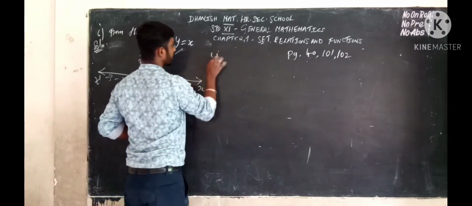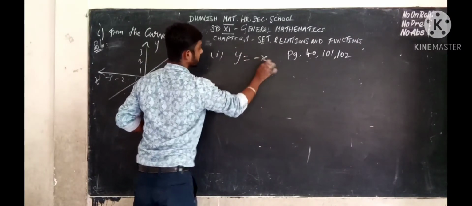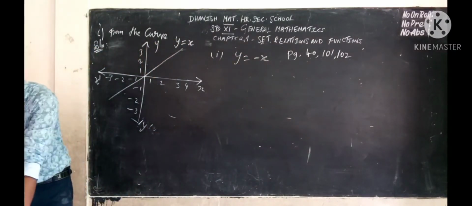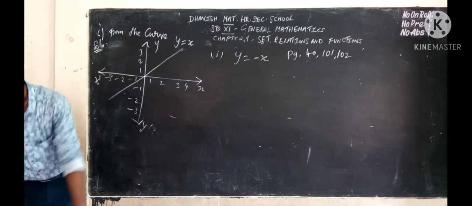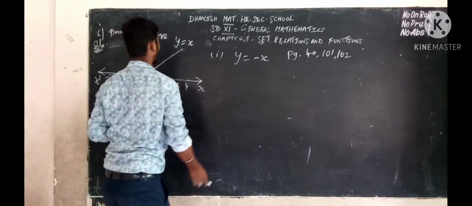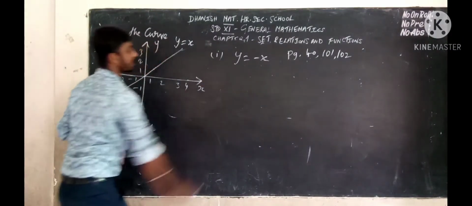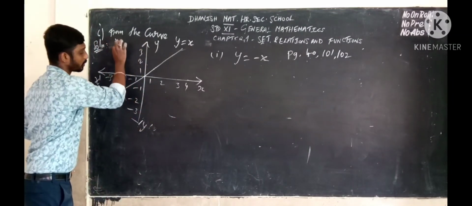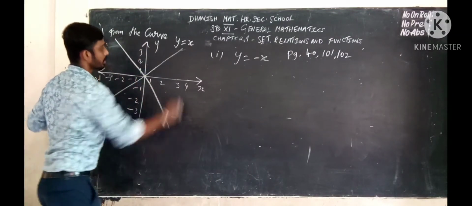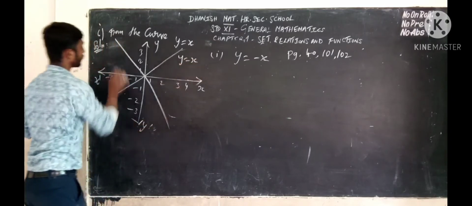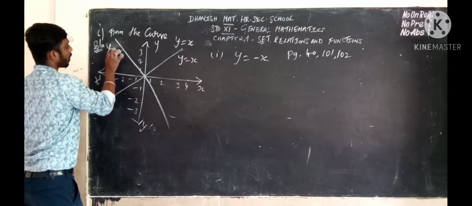What is the question? The next question is given for y is equal to minus x. What is the question given here? y is equal to minus x. Now we are going to draw the graph here. This is a reflection, which means you have to draw like this. This one is the y is equal to x graph. This one is y is equal to minus x.